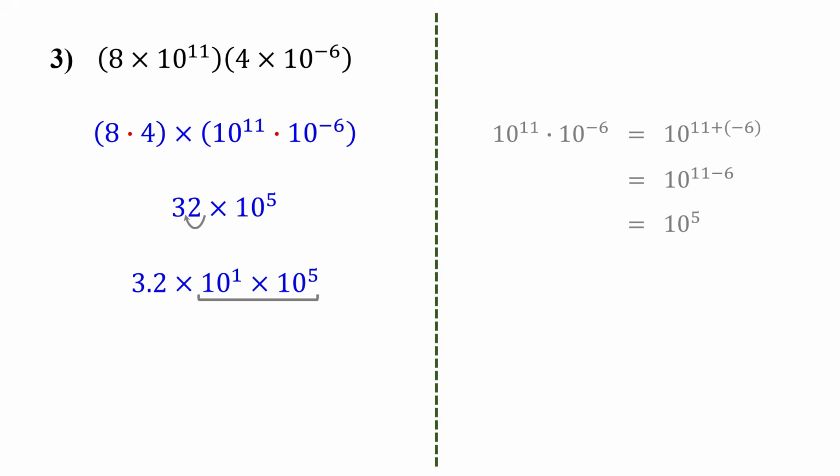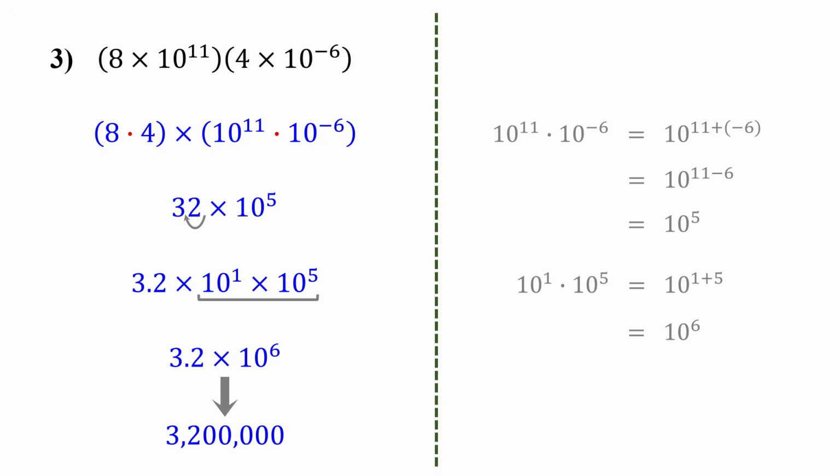Now we need to combine these two powers of 10. Since the bases are the same, we keep 10 and add 1 and 5. That gives us 10 to the 6th power. So, our final answer in proper scientific notation is 3.2 times 10 to the 6th power. And that's why we always check the number part. If it is not between 1 and 10, we adjust it. That's the only extra step. To write that in standard form, start with 3.2 and move the decimal point 6 places to the right.